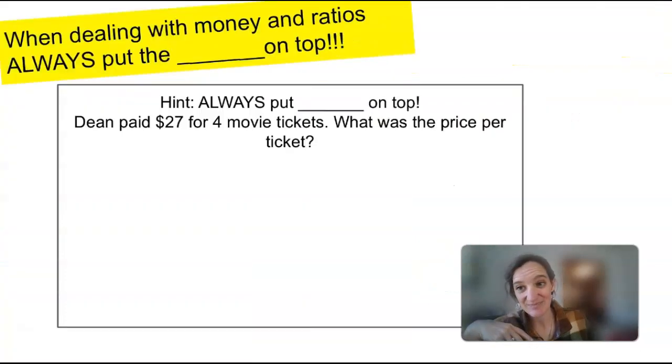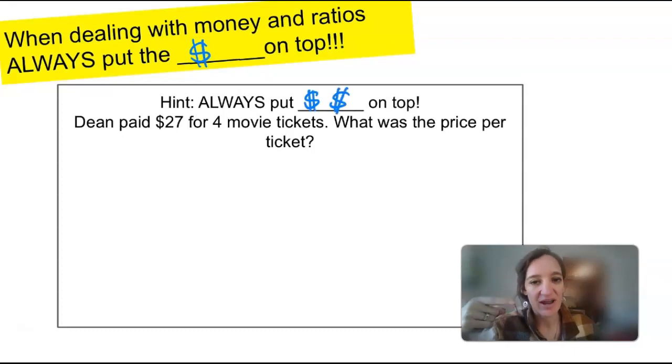That's a unit rate. Let me give you some more tips to help you along the way. When you are dealing with money, when one of the things you're comparing is money, always, always put the money on top. Because usually what you're wondering is how much is it per one item, right? So you want to get the item down to 1.